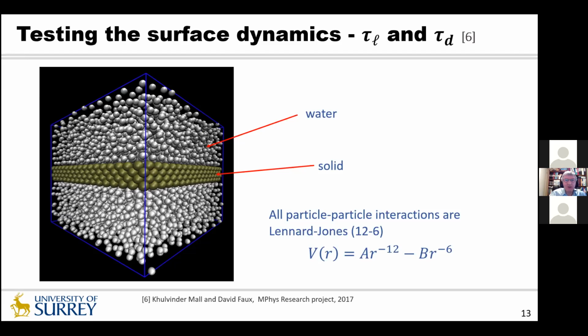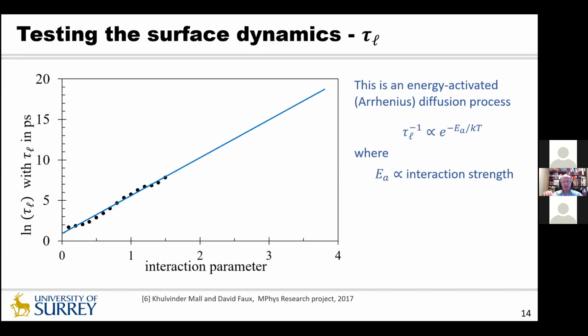Well, what do we get? We start with a look at tau L, because we wanted to persuade ourselves that the diffusion of the water at the surface was an Arrhenius energy-activated diffusion process. And sure enough, it is. Up the vertical axis here, we have the natural logarithm of tau L, the layer diffusion time constant. And on the horizontal axis, we have something called an interaction parameter.